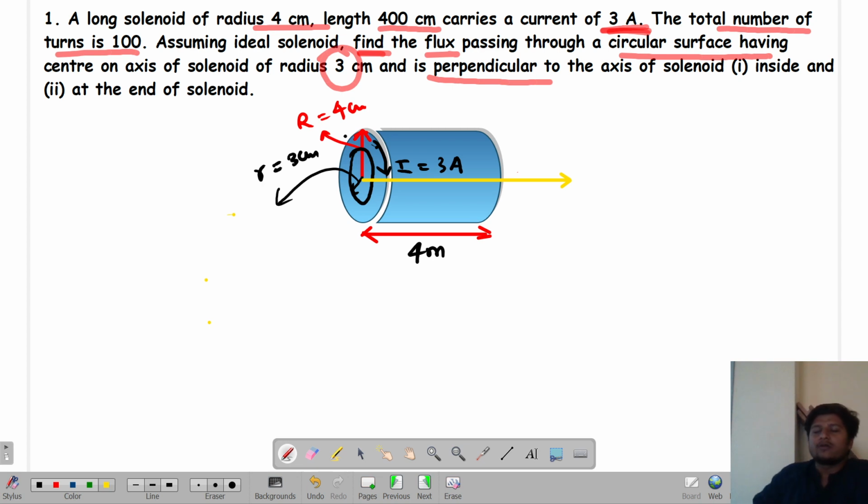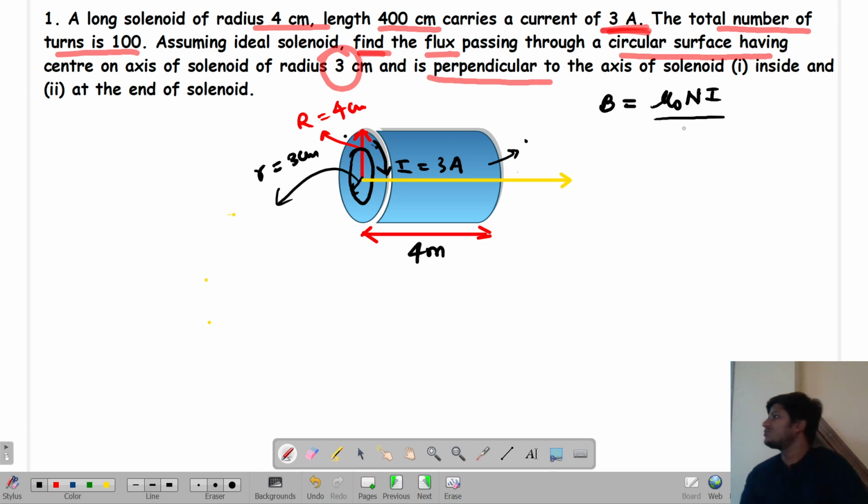What do we have to calculate to calculate the magnetic flux? First, should we know the magnetic field inside the solenoid or not? Yes or no? So what is that formula? Magnetic field inside the solenoid. First of all, you need to know magnetic field, which is equal to what? Mu naught N I divided by 2 pi R. 2 pi R or what?